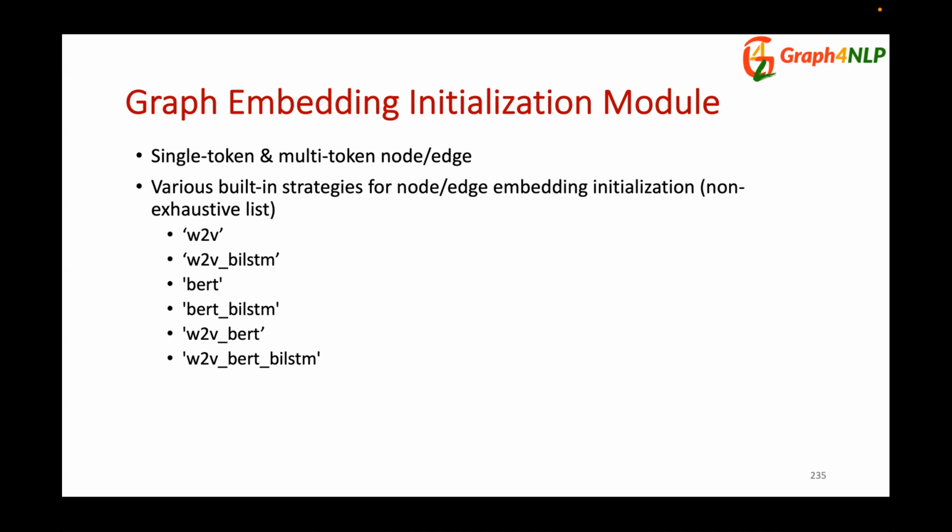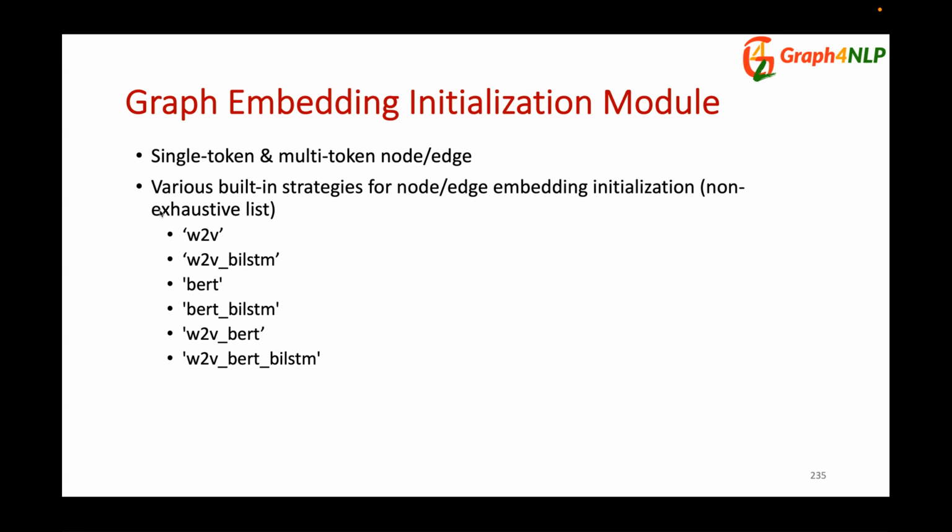Here we provide multiple strategies. For example, W2V means word to vector. We can use pre-trained word to vector, like the graph embedding, to initialize the token embedding, and then we can compute the average embedding to initialize the node. And W2V BiLSTM means that instead of doing average, we can apply a BiLSTM model to the text sequence of the node to initialize its embedding.